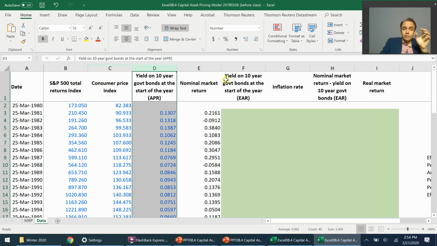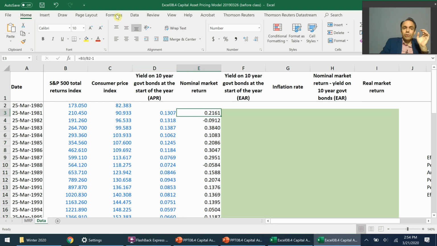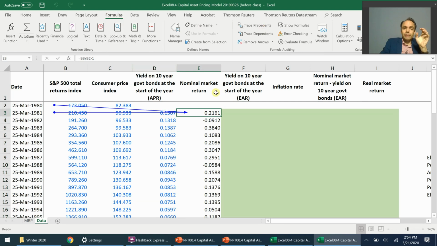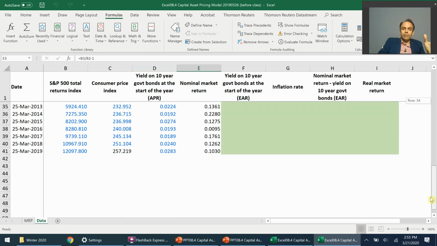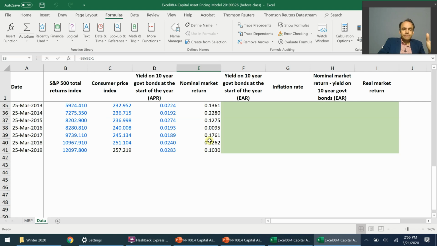Let's do our computations. We're going to take, first of all, the nominal market return, and my formula there is B3 divided by B2 minus 1. So I've done a computation of the percentage change in the S&P 500 total returns index. Now, a data provider has already done an estimate of a total returns index that has incorporated both capital gains and dividends. So this tells me, I'll go to more recent data for context, that in the year ending March 2019, the nominal market return was 10.3% in that year.